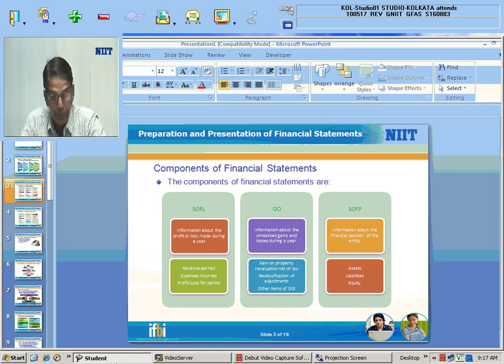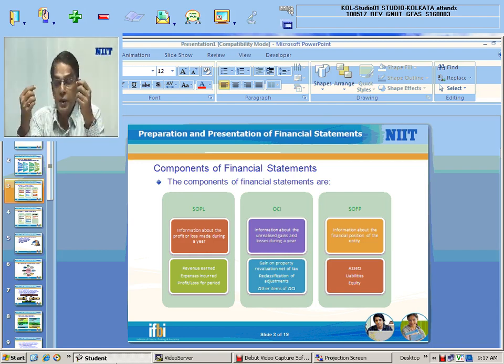That is possible. Then the third component of the complete set of financial statements is the statement of financial position, which is popularly known as the balance sheet. The other name for SOFP is balance sheet. So whenever I use SOFP, you should understand what I am talking of. I am talking of the balance sheet.